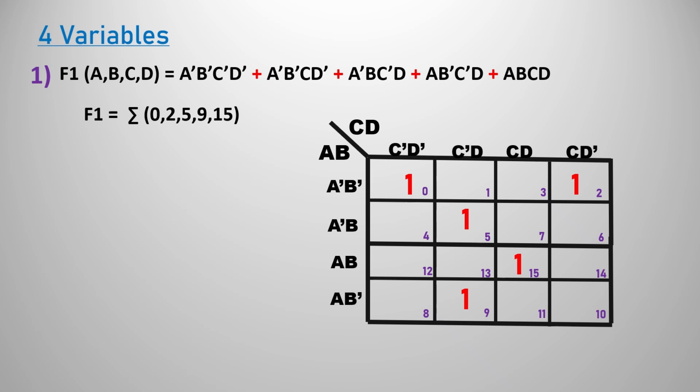After writing ones inside the boxes we have to take them as groups. Whether the question has mentioned the SOP in the expanded form or the simple sigma notation, both the representations are the same. So we need to fill the K-map, make groups and simplify that. So let's see how to do that.